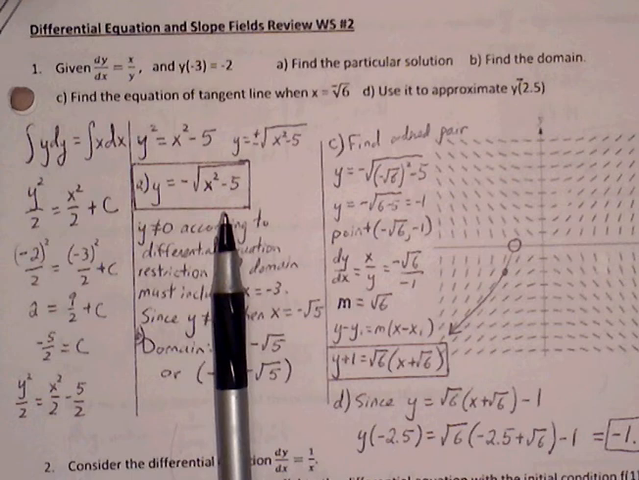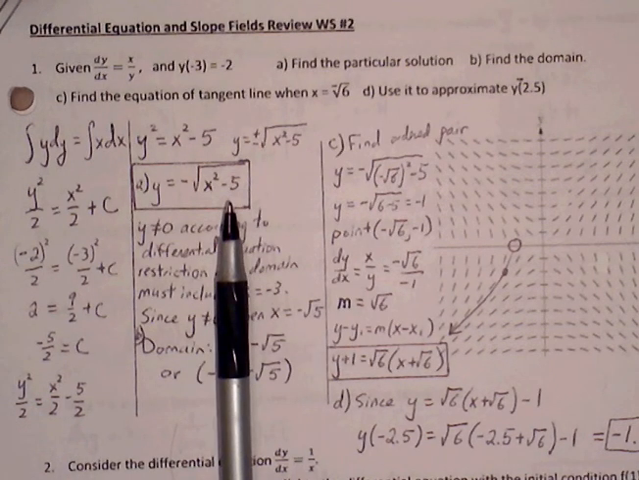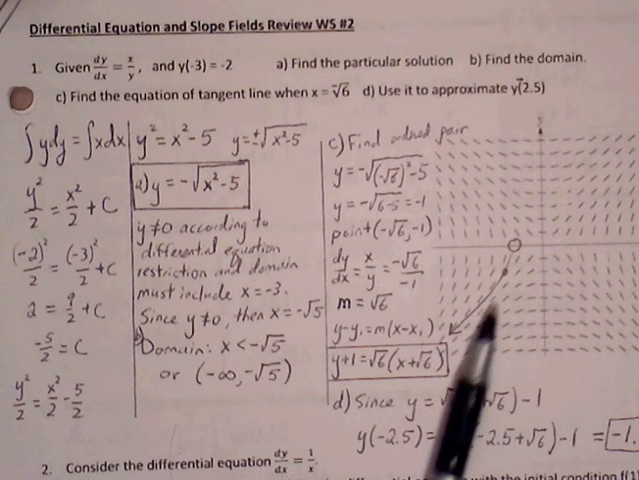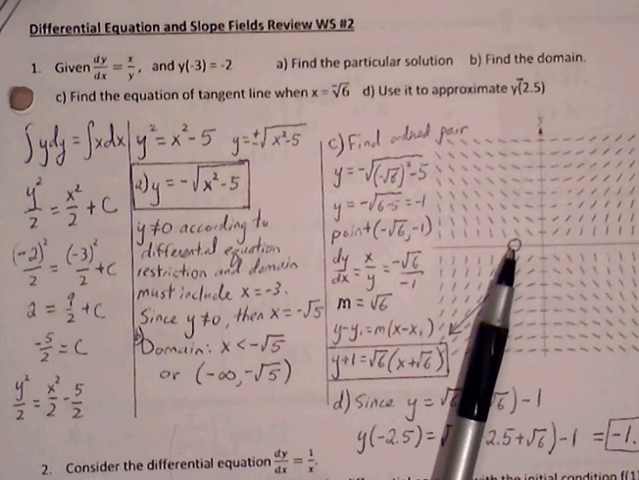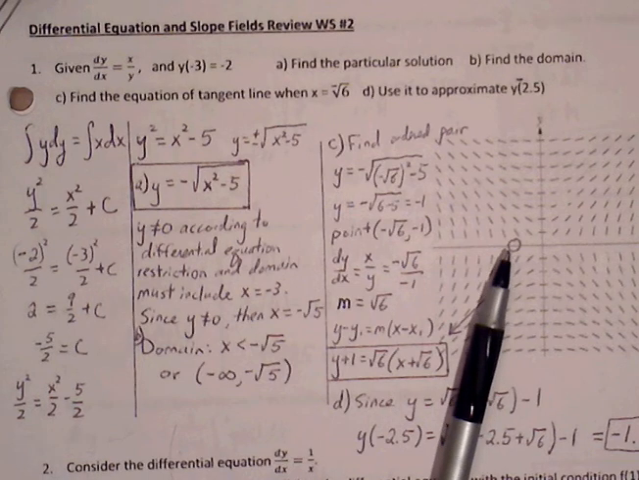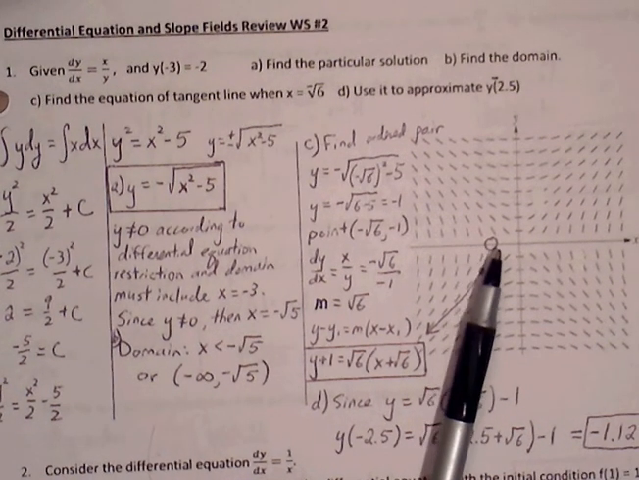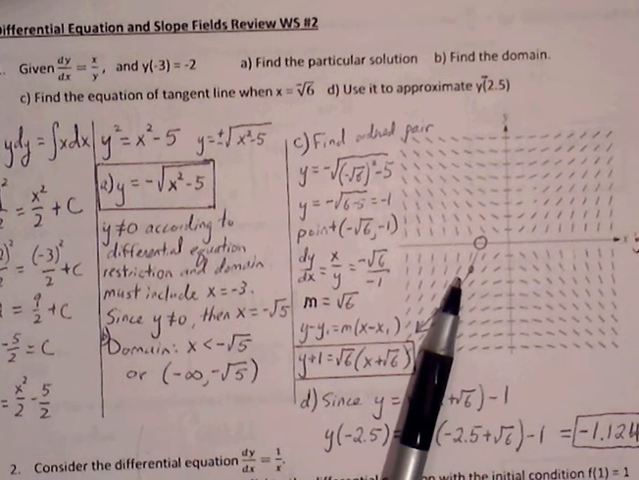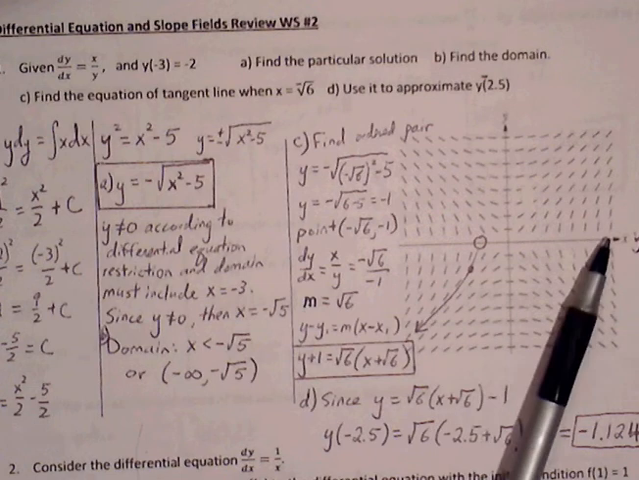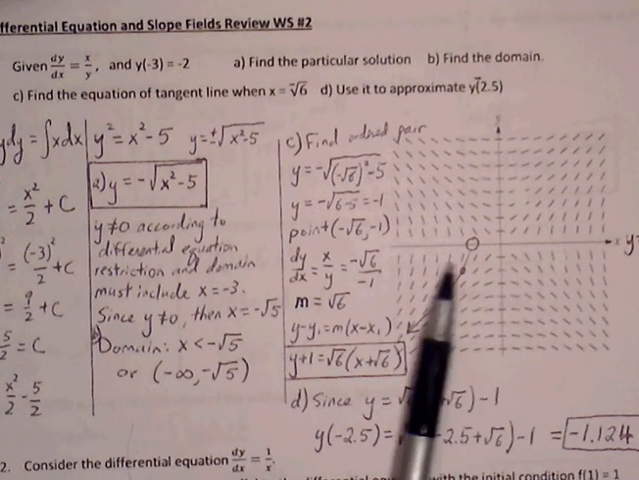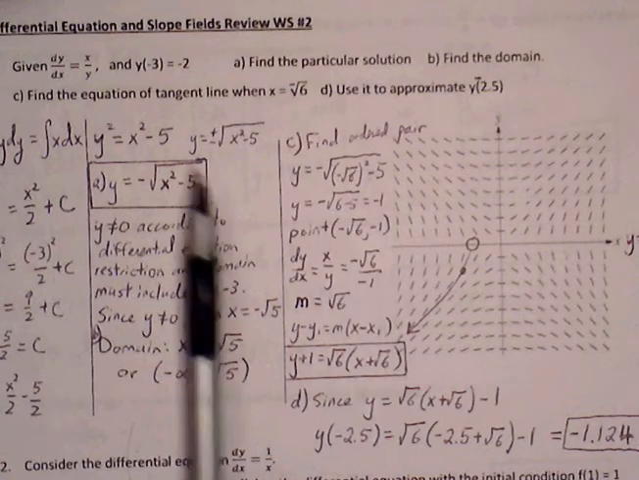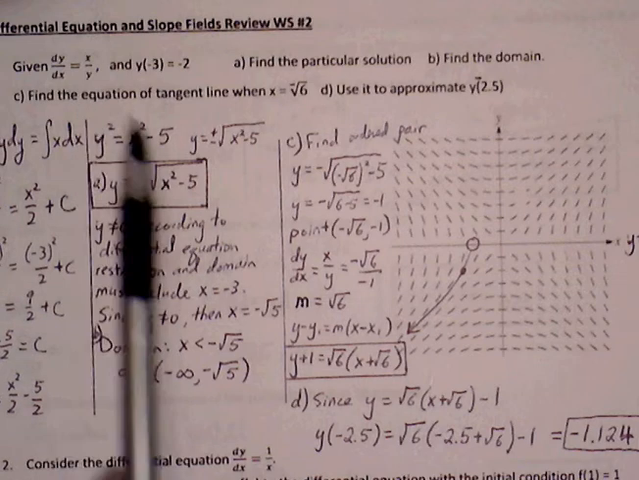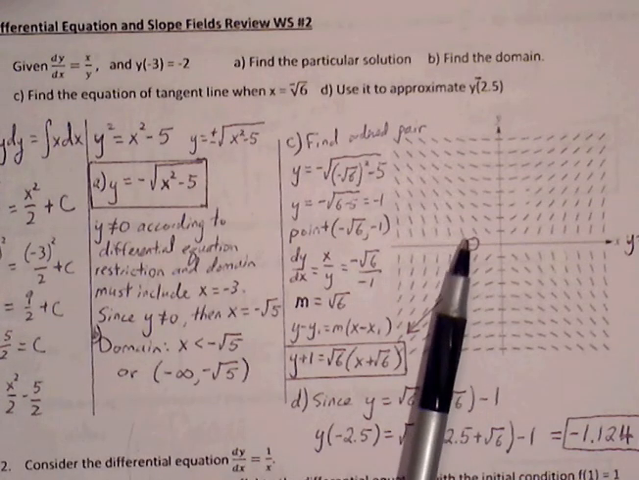Okay. Now, if you graph this, negative square root of x squared minus 5, here's what the graph will look like. And we know that the graph is going to go through that point. We're going to follow the basic pattern of this slope field. However, we also have to keep in mind that there is a restriction at y equals 0. We know that based off our differential equation, y equals 0 would be undefined. So we put an open circle here.